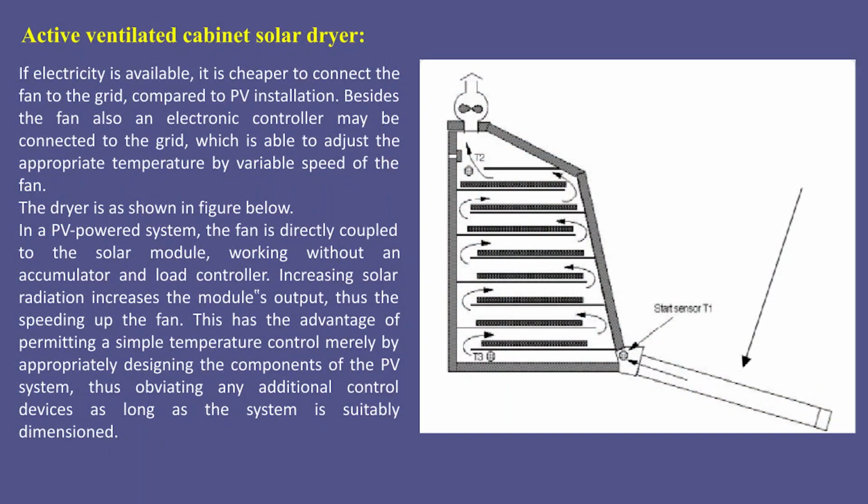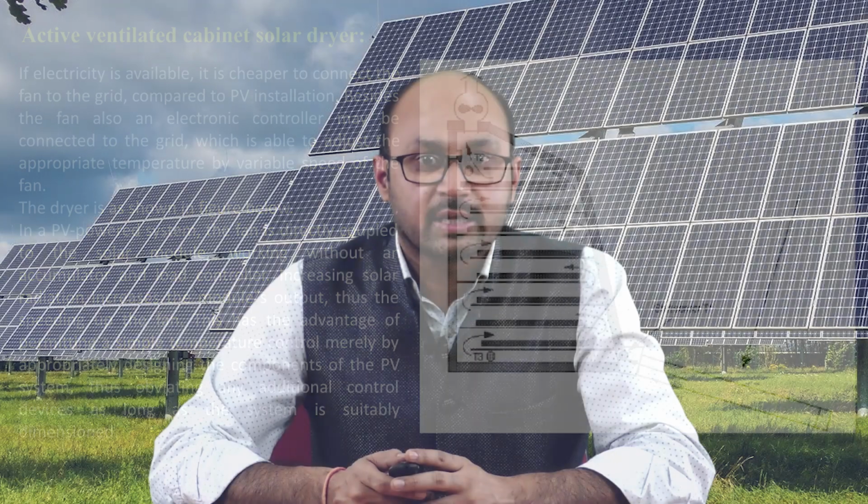So besides the fan, an electronic controller may be connected to the grid, which is able to adjust the appropriate temperature by varying the speed of the fan. The dryer is shown in this figure. In a PV powered system, the fan is directly coupled to the solar module. You can install a solar module at some place, and with the help of the electrical energy generated by the PV module, you can run this fan, working without an accumulator and load controller.